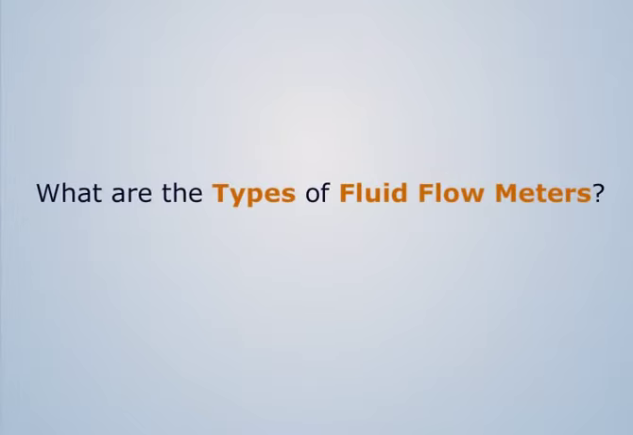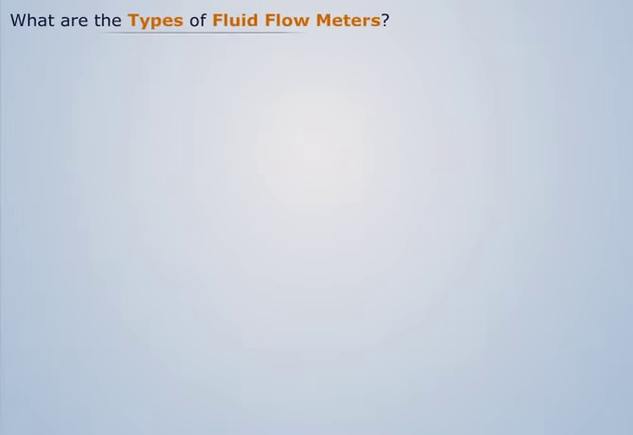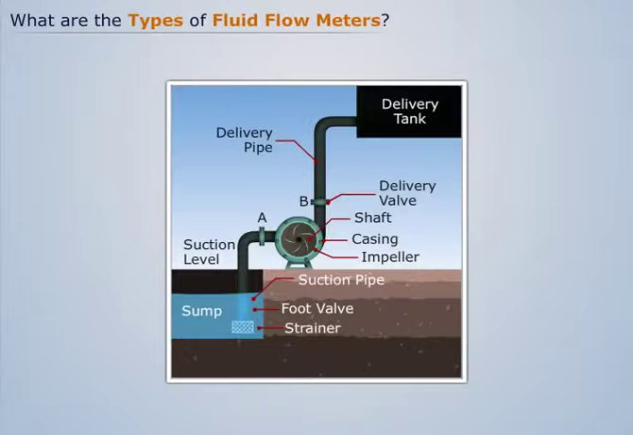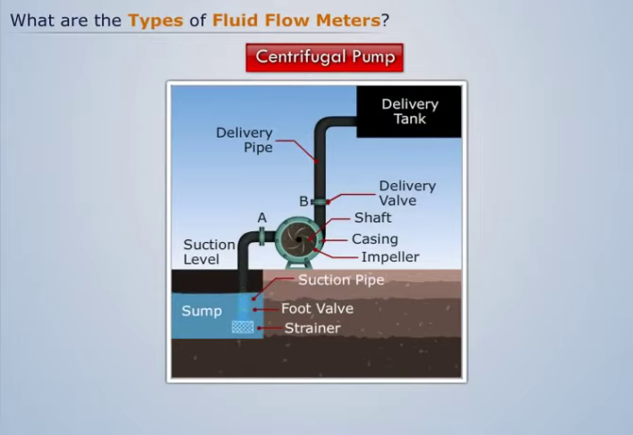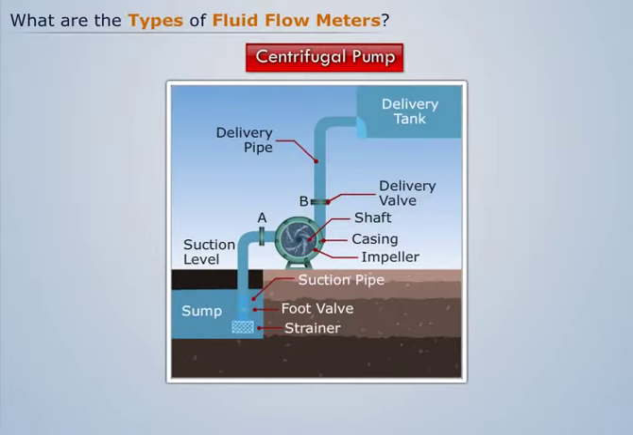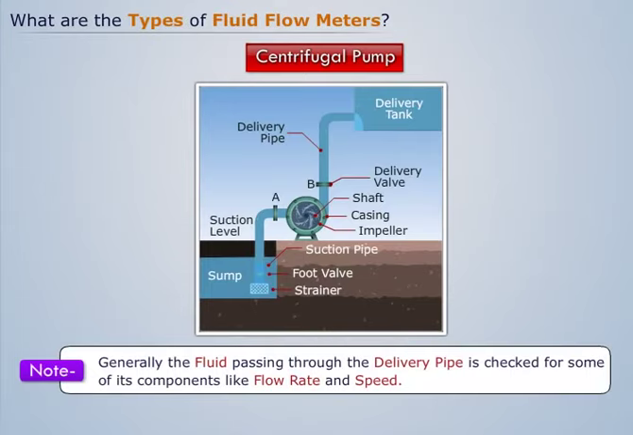What are the types of fluid flow meters? Let us consider any turbo machine, say a centrifugal pump. Here we see that water, after passing through the impeller, flows through the delivery pipe and then finally reaches the delivery tank. It is to be noted that generally the fluid passing through the delivery pipe is checked for some of its components like flow rate and speed.